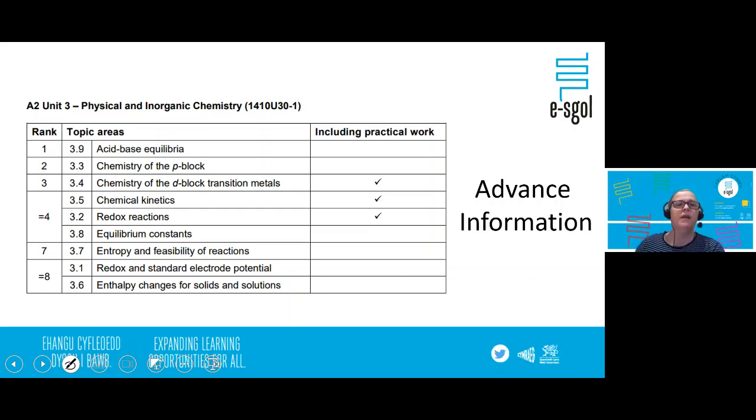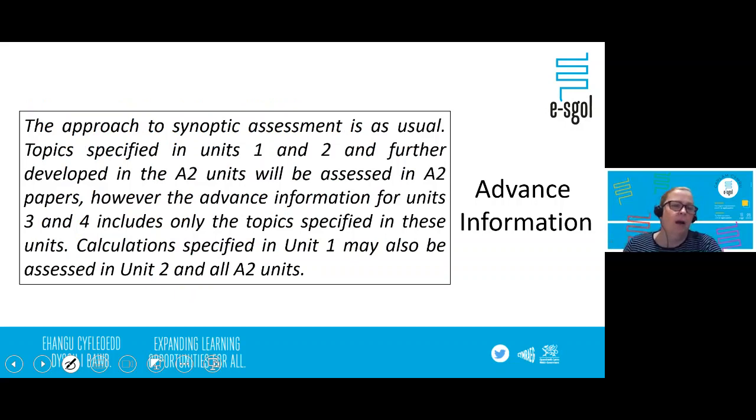Okay. Just to be careful as well, do not lose focus on the fact that there's very much a synoptic element in both Unit 3 and Unit 4, and of course Unit 5 as well. So anything in Unit 1 and 2 can be further developed in A2. On top of that, please keep focus on the calculations from Unit 1, which can be assessed at any point, including Unit 2, which maybe some of my own pupils don't always take notice of.